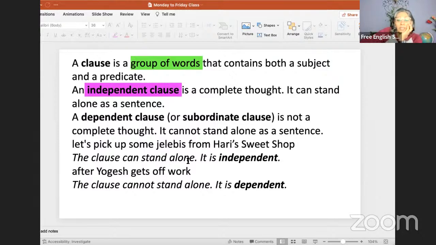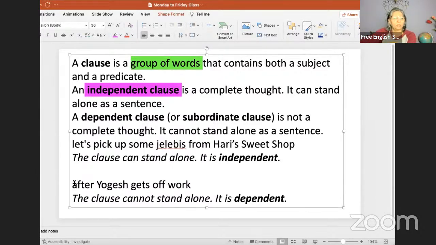The clause can stand alone, right? If I say, let's go to the mall, it can stand alone. It's a complete sentence. Let's go for a walk, right? Complete sentence. Let's invite our friends. Complete sentence, right? So after Yogesh gets off work, now here this is separate.